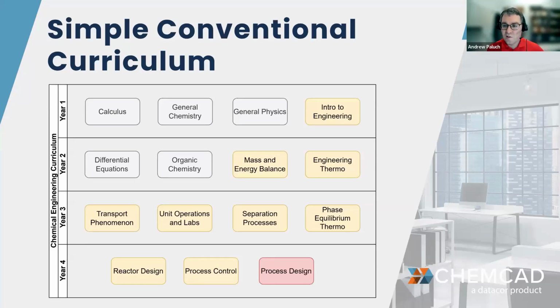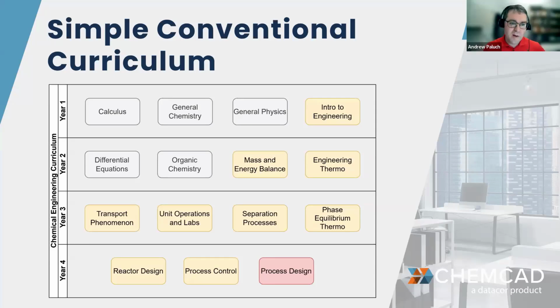Year two is still pretty much split. We still have some foundational courses, say differential equations and organic chemistry. And then we start to get into core chemical engineering with our mass and energy balance and engineering thermo. Year 3 is full on core chemical engineering. And then year 4 is typically where we start to transition to more design-based courses. So kinetics and reactor design, process control, and process design.